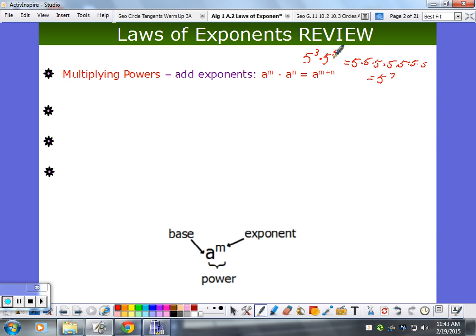And with these rules, I'm always like, don't memorize. Just remember what you're doing. 3 factors of 5 times 4 factors of 5 will give you 7 factors of 5. And if you think of it that way, it's less a memorization rule.